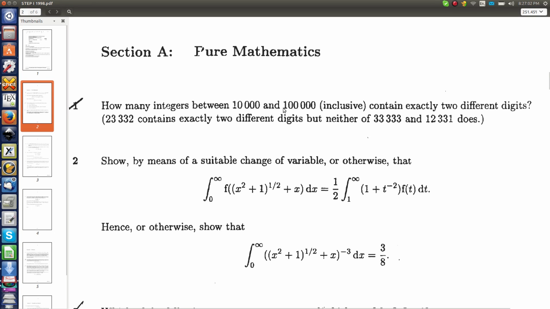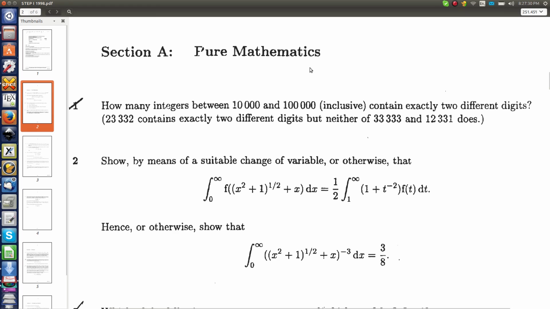If you want to obviously do it yourself in advance of watching the video, now would be a time to pause the video or stop it and come back later. So I'll just quickly read it. How many integers between 10,000 and 100,000 inclusive contain exactly 2 different digits? And they give examples 23332 and 12331 as satisfying the rule, and the example 33333 as not satisfying the rule.